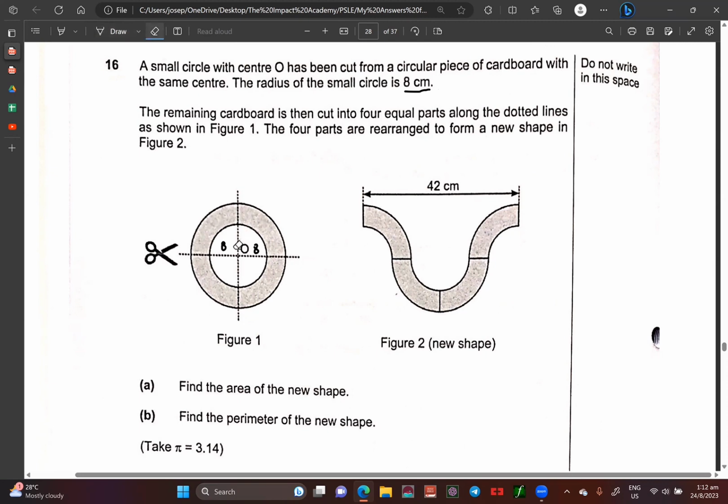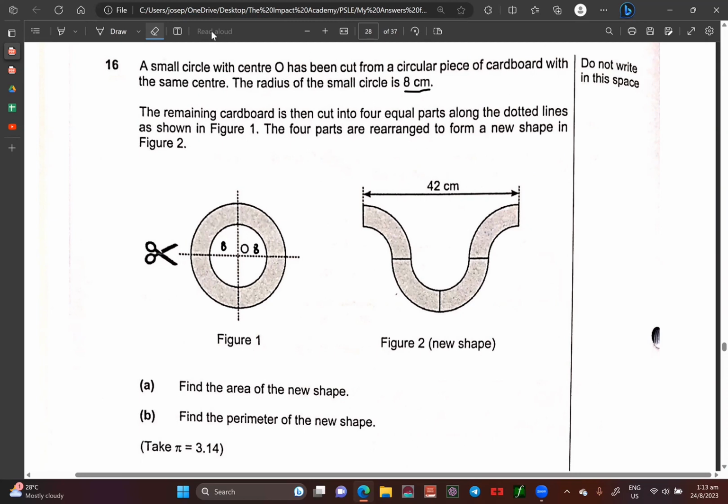Once this is done, it says that the remaining cardboard is then cut into 4 equal parts, as you can see over here, along the dotted lines. So they cut it, and when they rearrange it, it becomes this new shape in figure number 2.